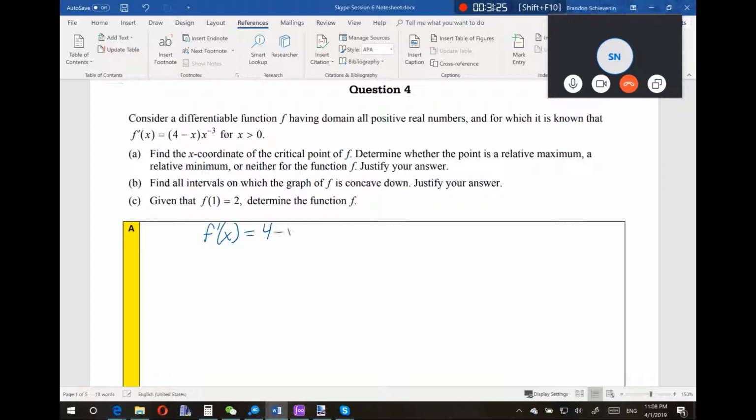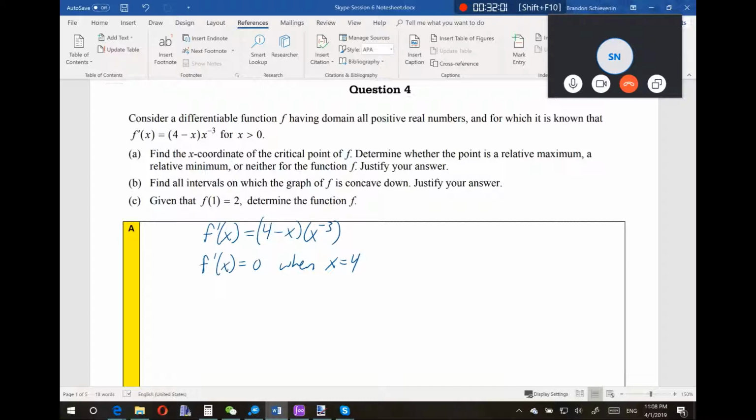Find the zeros of f prime. What's the only zero that we have for f prime? 4. Okay, so f prime x equals 0 when x is equal to 4. And then I do need to test to see is that a relative minimum, maximum, or neither. So what would you test? The left side and the right side.